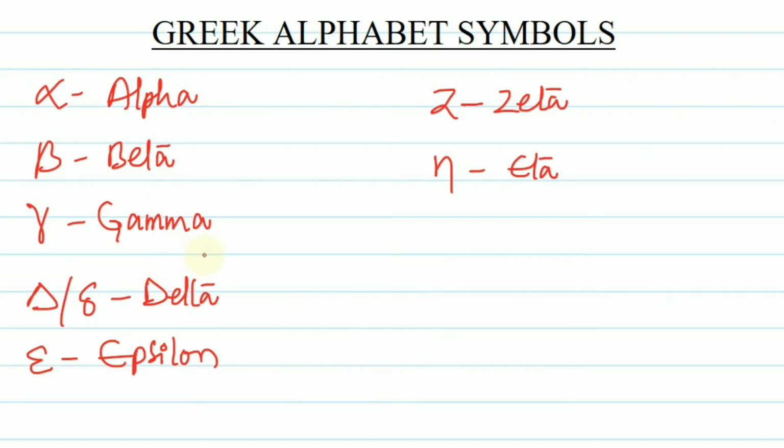Next is theta. Theta is widely used in trigonometry to represent angles, and it is also used to represent angular phase displacement, thermal resistance and transit angle. Next is kappa.